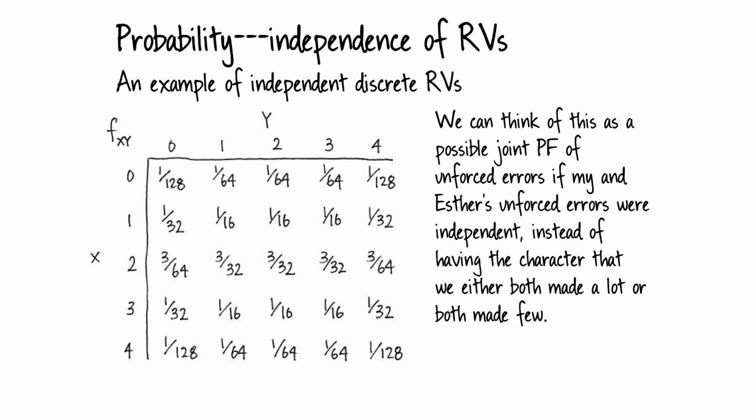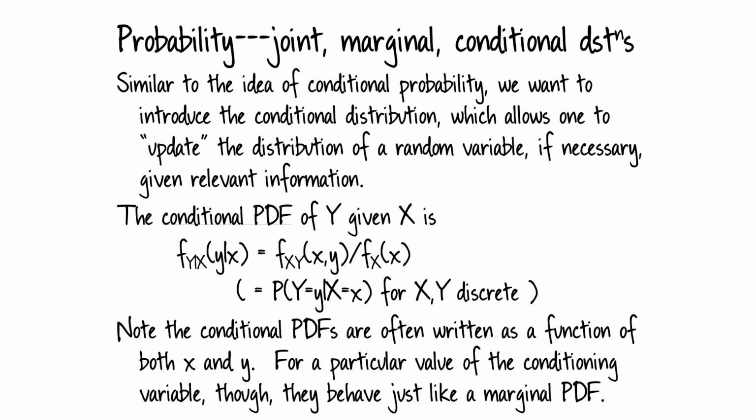So what might this be a distribution of? Well, again, it's just made up, but we could think of this as a possible joint probability function of unforced errors if mine and Esther's errors were independent, okay? So if in fact we didn't have this situation where when I played well, Esther played well, and when I played poorly, Esther played poorly, or vice versa. So if our unforced errors were completely independent, maybe this is what the joint distribution would look like. Okay, so everyone feel comfortable with independence?